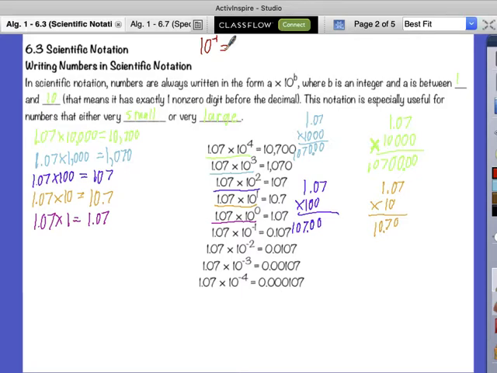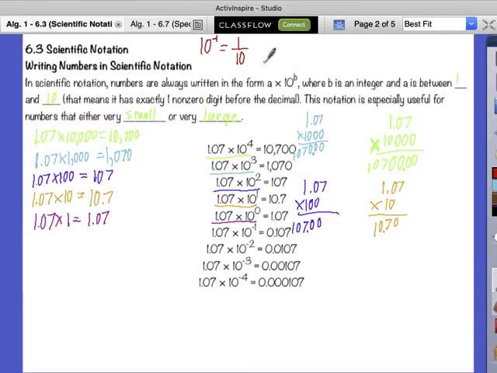Send it where? If it's upstairs, where do we send it? Downstairs. So it becomes 1 over 10 to the power of 1, aka just 10.